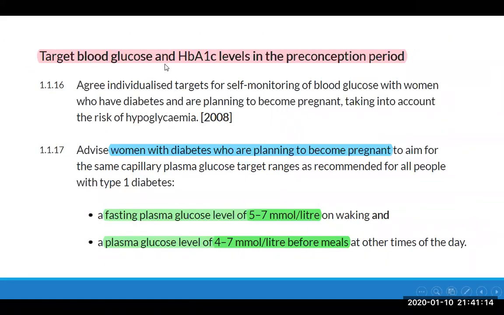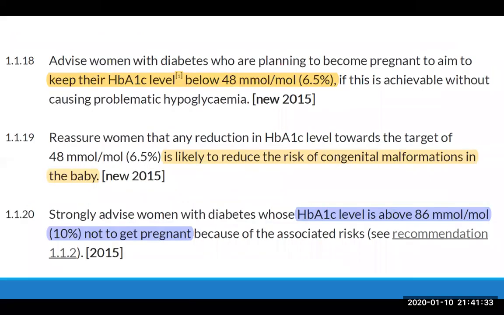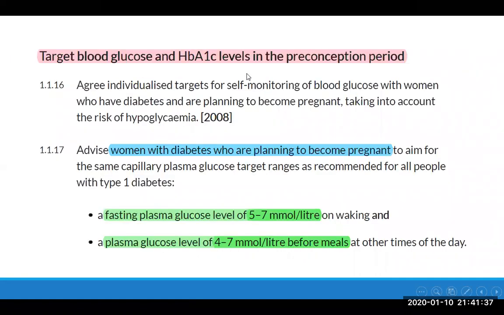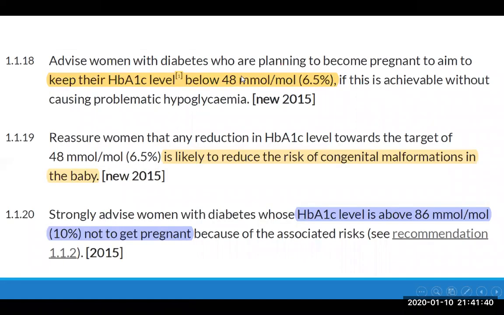The target blood glucose and hemoglobin A1C in the preconception period is very important. These are the numbers we mentioned previously. The target blood sugar is fasting 5 to 7 and pre-meal 4 to 7. There is no post-meal target, just pre-meal. And of course, the recommendation is to keep hemoglobin A1C less than 6.5 or 48. It is the recommended hemoglobin A1C before conception.